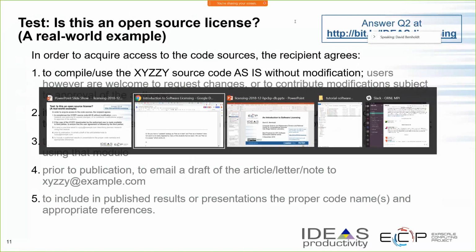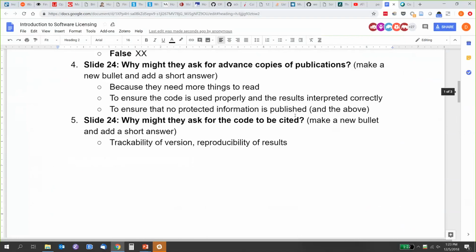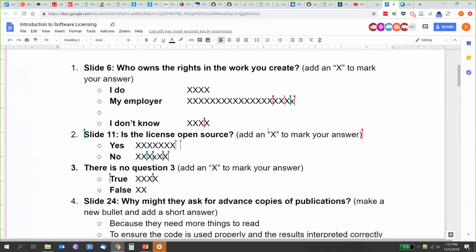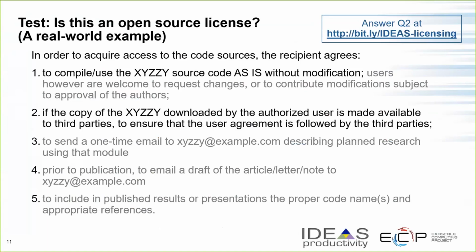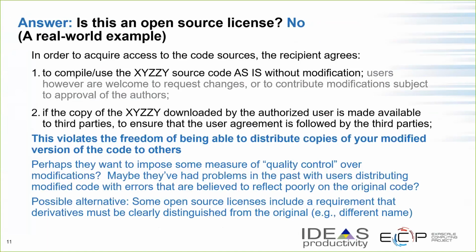Okay, so let me see what you said for the answer to this question. Well, we're pretty evenly split. There's a small majority that think it is an open source license, and fewer people who think it isn't. The answer is it's not, because of the clause that says you can distribute the code as is without modification, but you're not allowed to distribute modified versions of the code. So this violates one of the 4 freedoms.